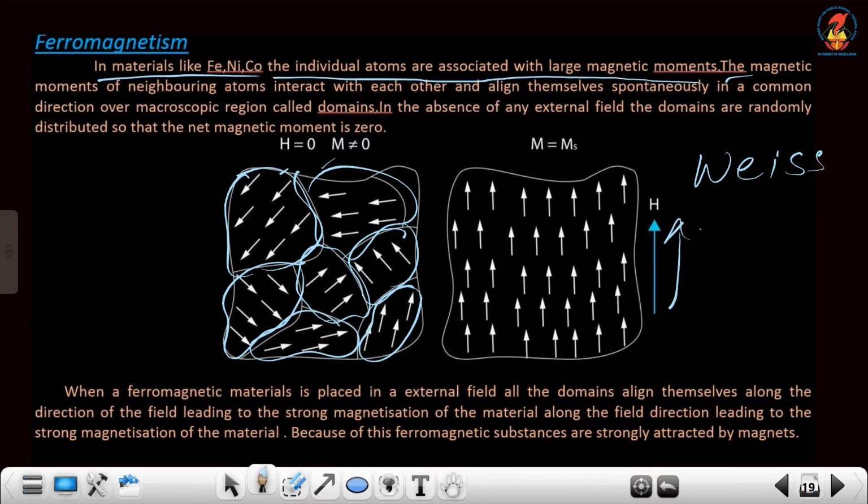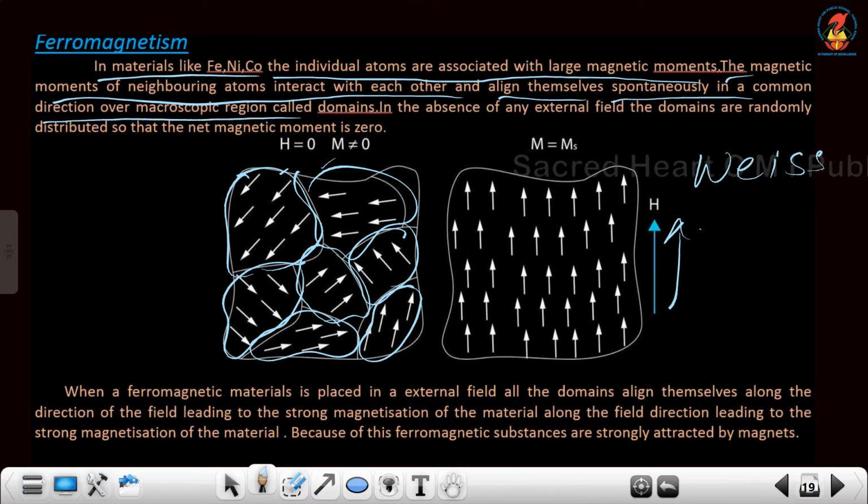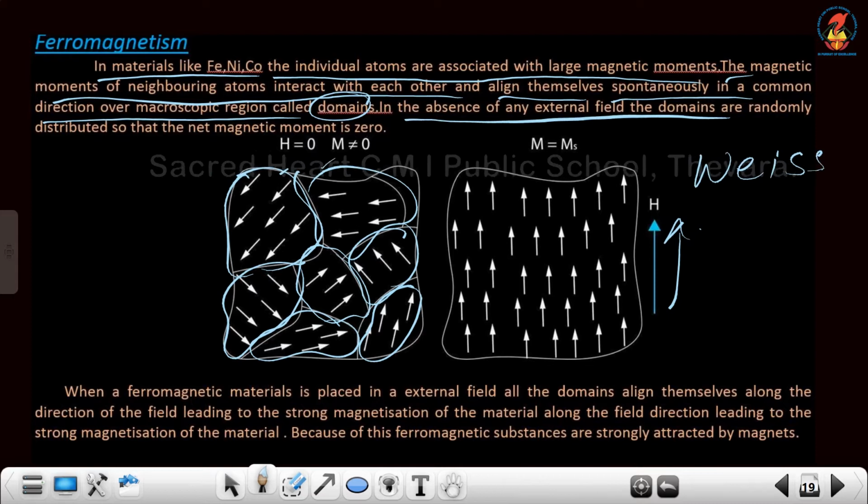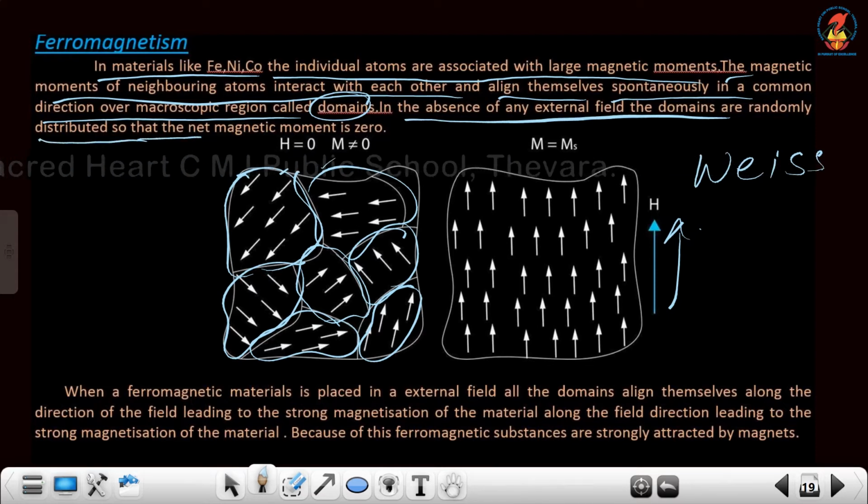Now, in materials like iron, nickel, cobalt, etc., the individual atoms are associated with large magnetic moments. The magnetic moments of neighboring atoms interact with each other and align themselves spontaneously in a common direction over a macroscopic region, and this region is what we call a domain. Now, in the absence of an external field, the domains are randomly oriented or distributed. So, the net magnetic moment is 0 in the absence of an external field.